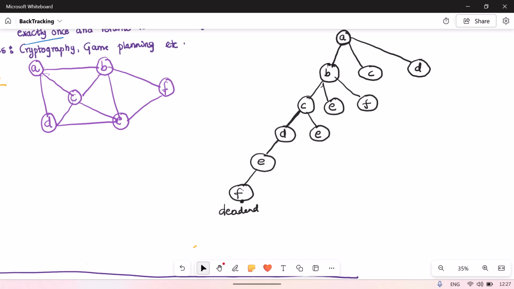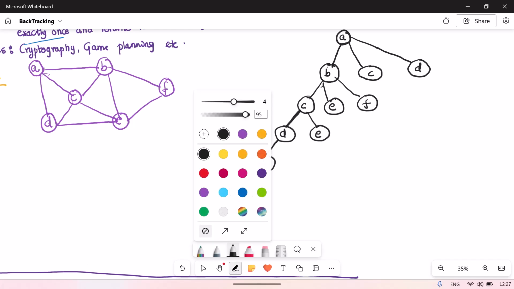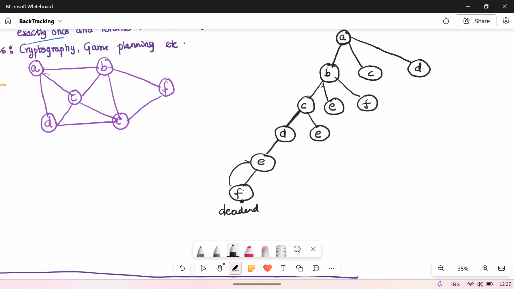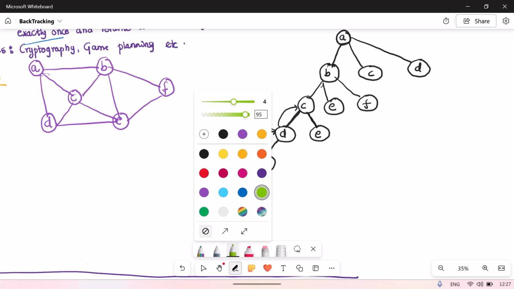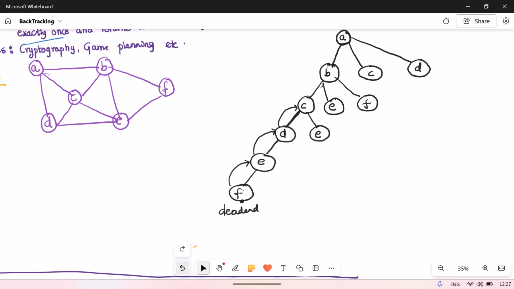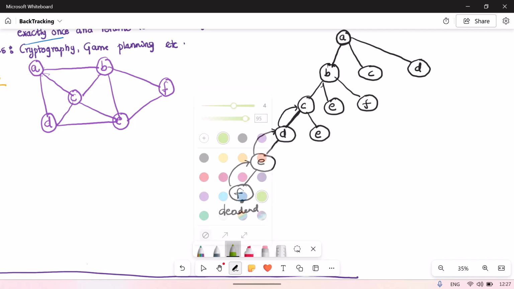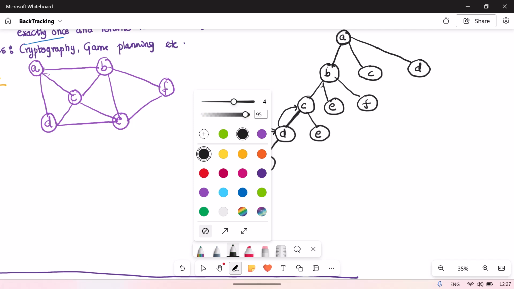Like this, now you choose the next alternative. This is not the solution, so you will go back. From here, you'll go back, from here again you'll go back, and from here you'll go to the next alternative. Next alternative is this one. So let us see. A, B, C, E is then.